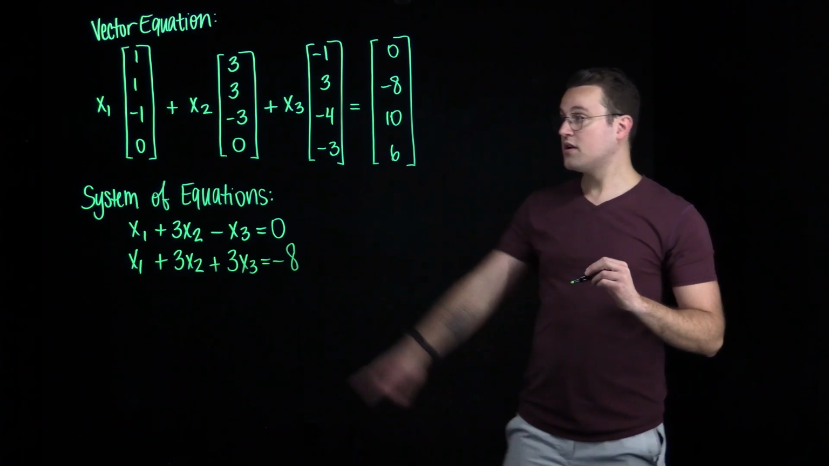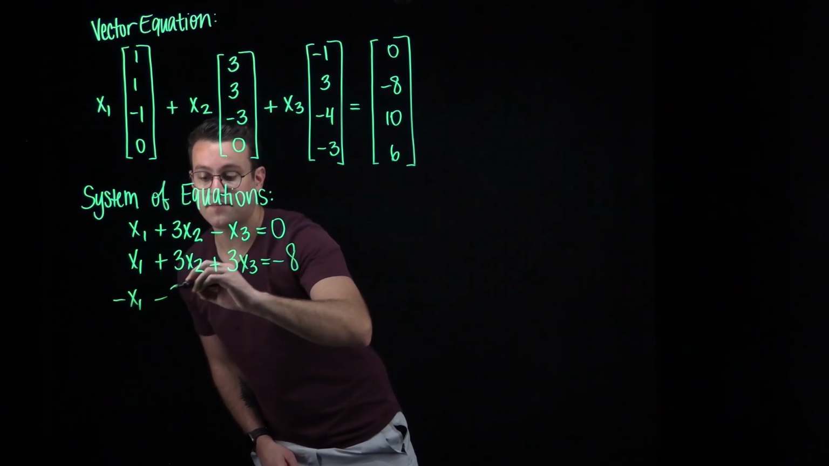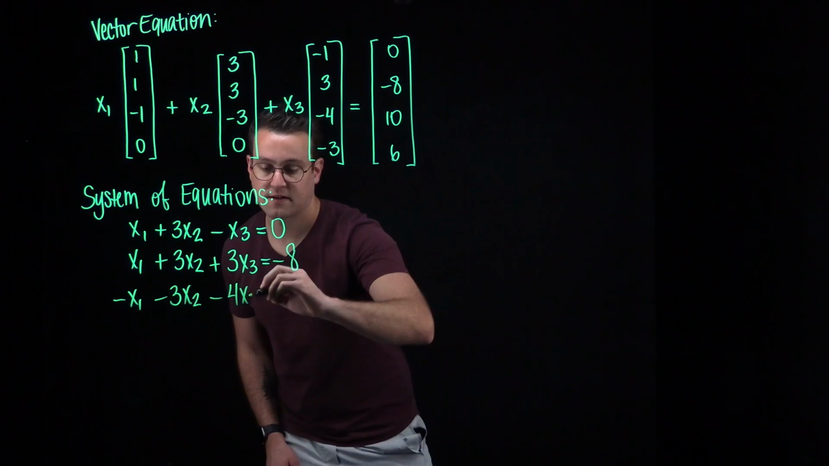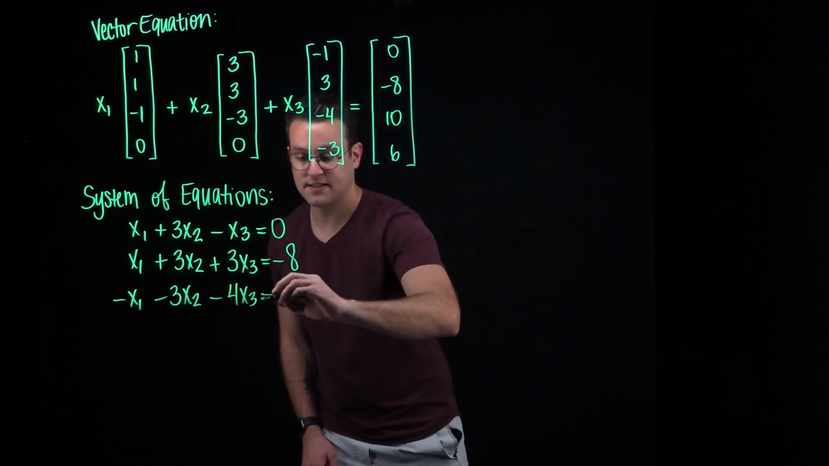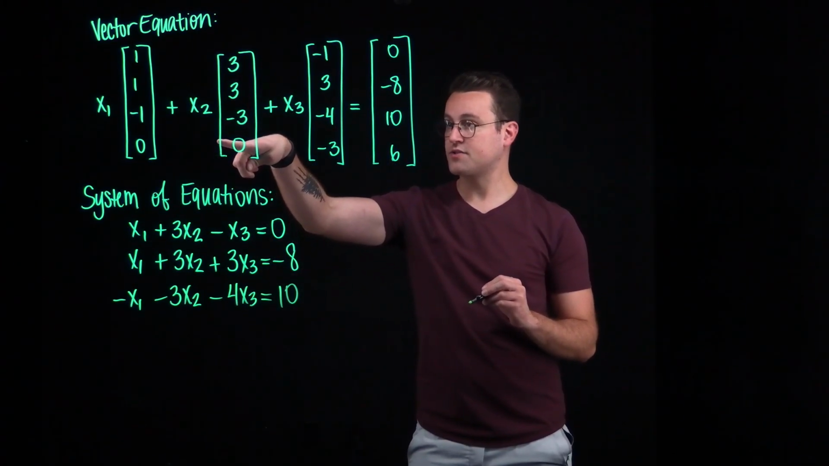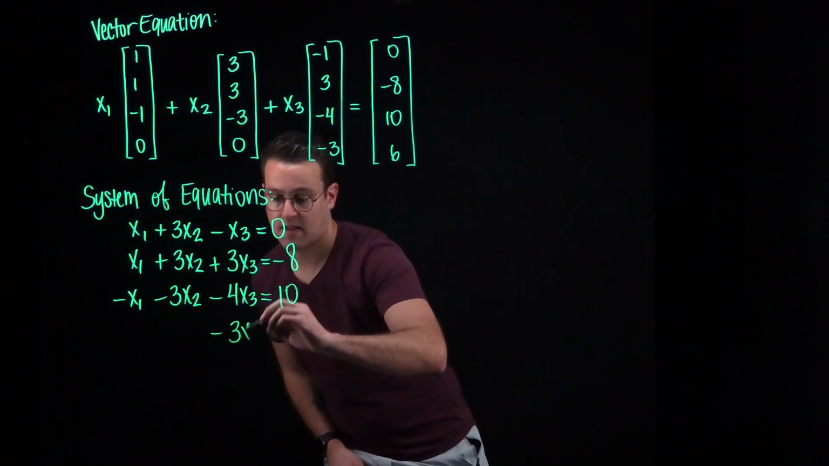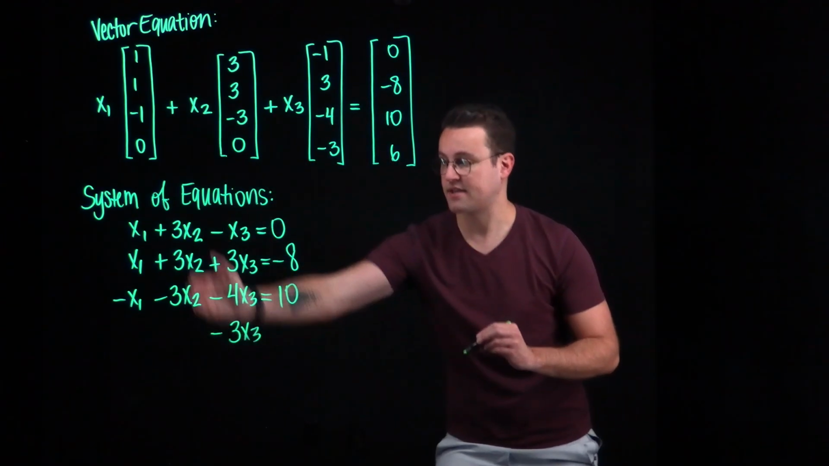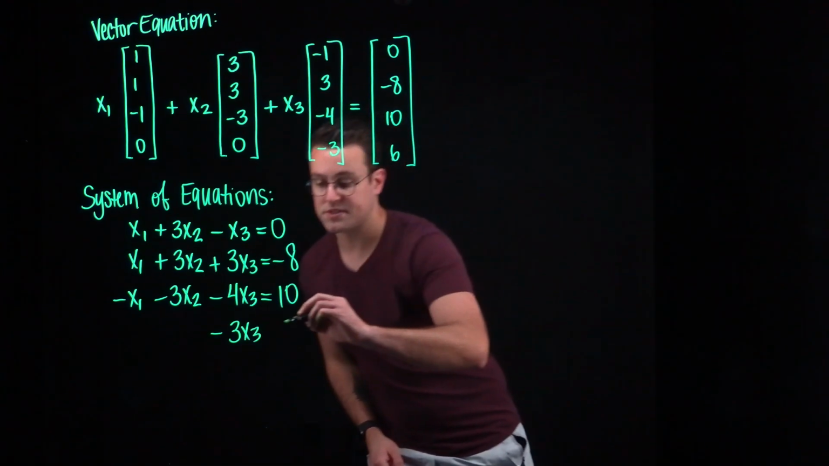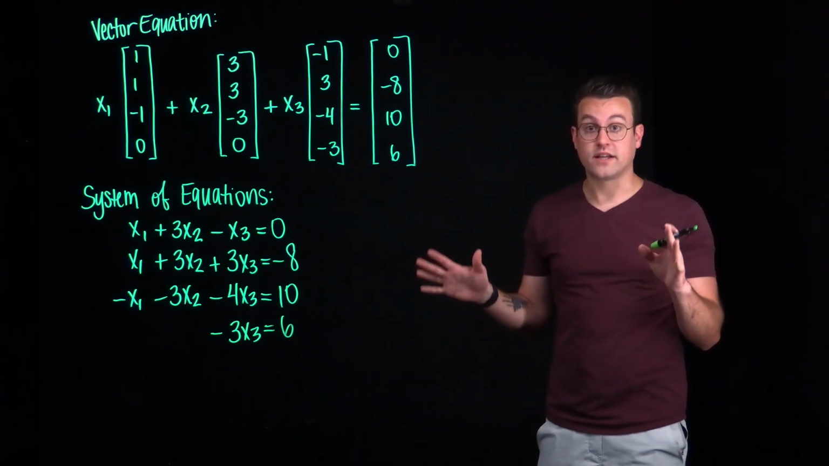Then in the third slot, I'll have negative x1, and then minus 3x2 minus 4x3 equals 10. And then finally, 0x1, 0x2 plus negative 3x3. So I'm going to write this over here just to keep all the variables stacked. We have x1s, x2s, and then x3s. So negative 3x3 equals 6.